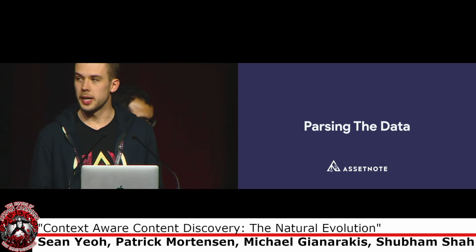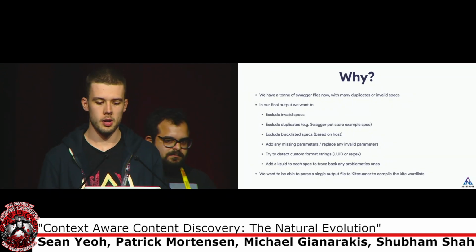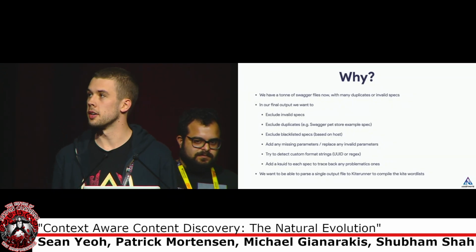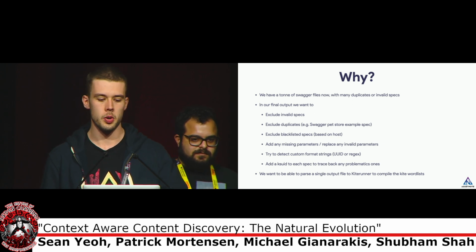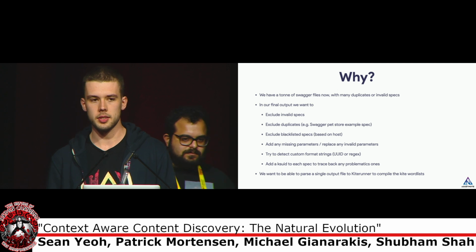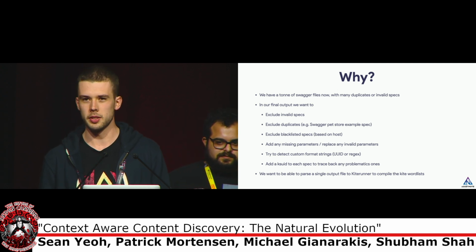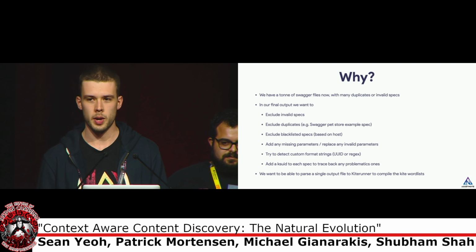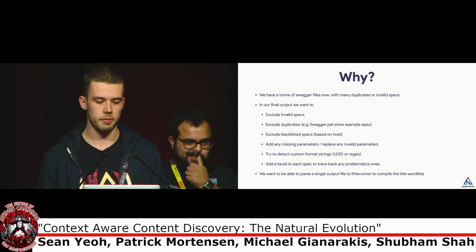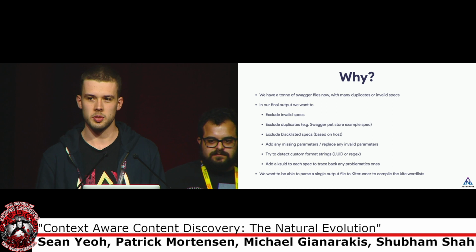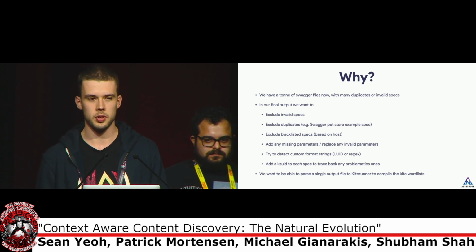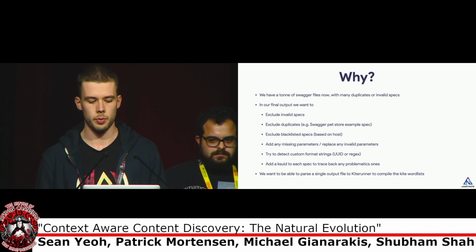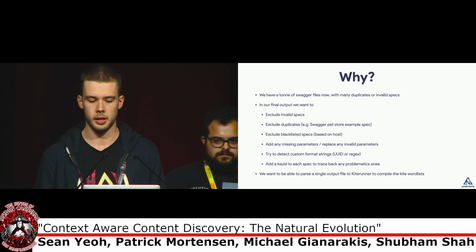So next, we had to parse all this data. Why? Because we have a ton of Swagger files, and we want to basically meet a number of conditions. We don't want to include any invalid specs. We want to exclude all our duplicates. A lot of these specs were like the Swagger pet store example, so obviously useless to us. Anything that's blacklisted: we can include in our parsing tool a list of blacklisted hosts that maybe offer a bunch of generic specs that aren't very useful to us. So we want to be able to offer a way to exclude these from being included.